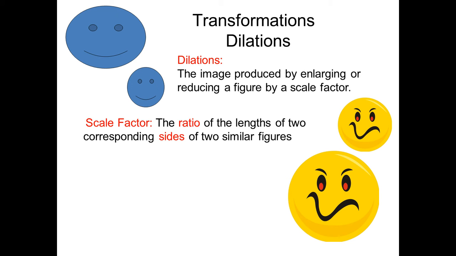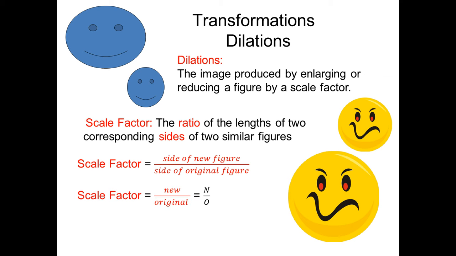A scale factor is the ratio of the lengths of two corresponding sides of two similar figures. So if you recall when we did similar figures when we were doing proportions, we find the two sides that are the same on each of the figures, and those are our two corresponding sides. To find the scale factor, we're going to take the side of the new figure divided by the side of the original figure. So sometimes we just think of it as new over original. Oftentimes I ask students if they like to find scale factor, and most likely the answer is no, N over O.